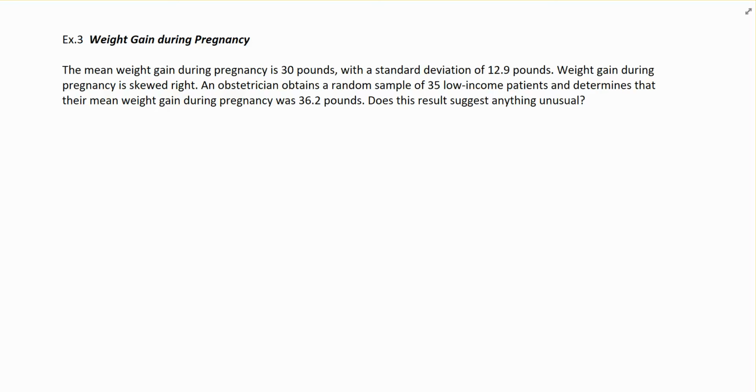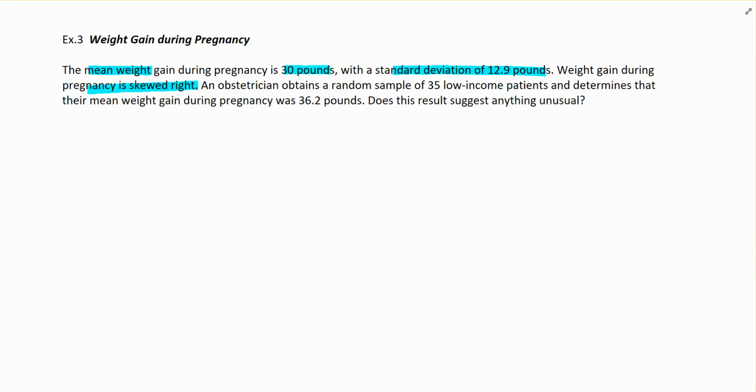So what are we given? We know a couple of things. I know that the mean weight gain is 30 pounds. The standard deviation is 12.9 pounds. I also know that weight gain is skewed right, so it doesn't come from a normal distribution.